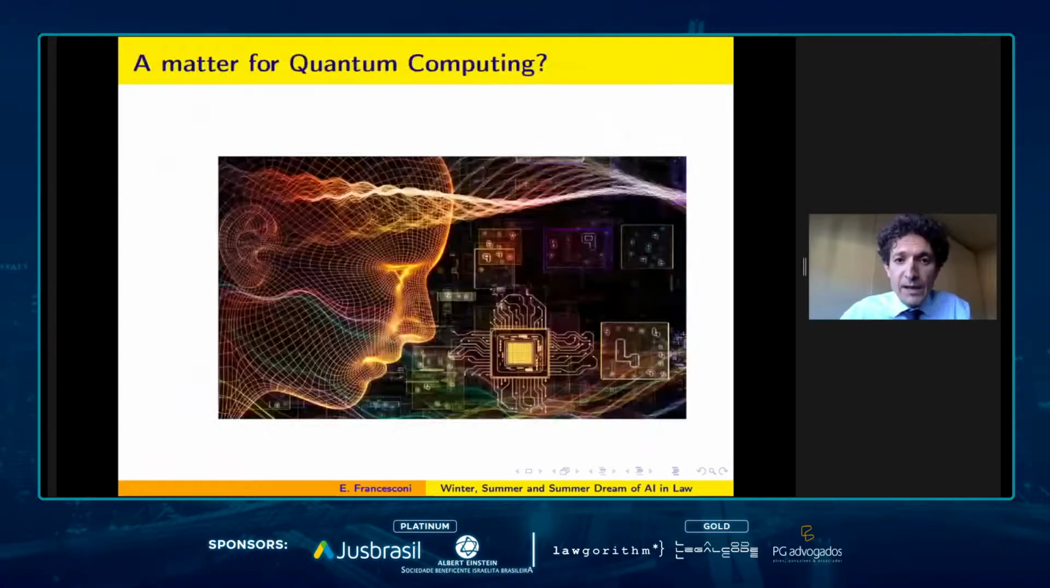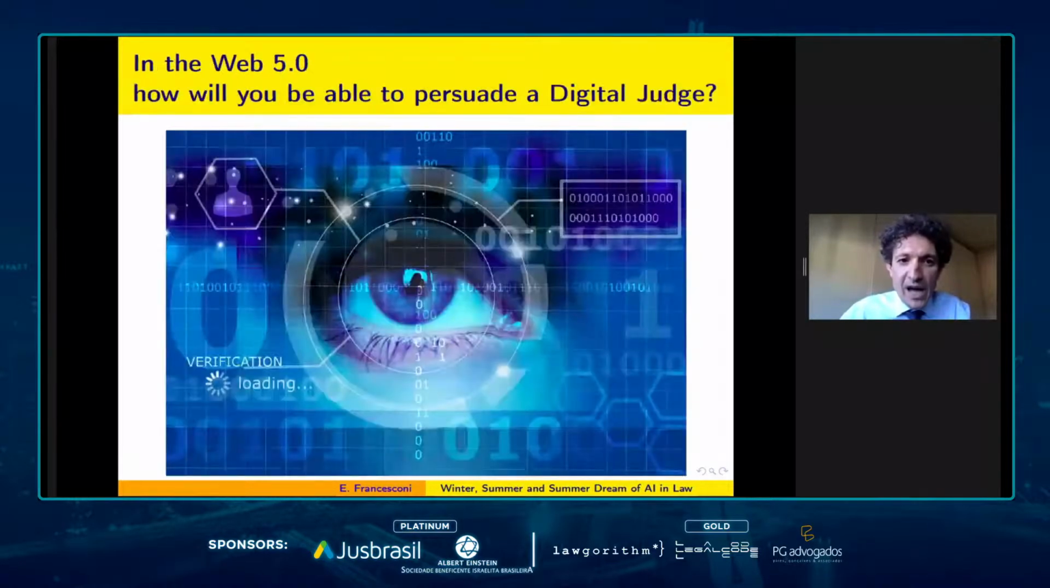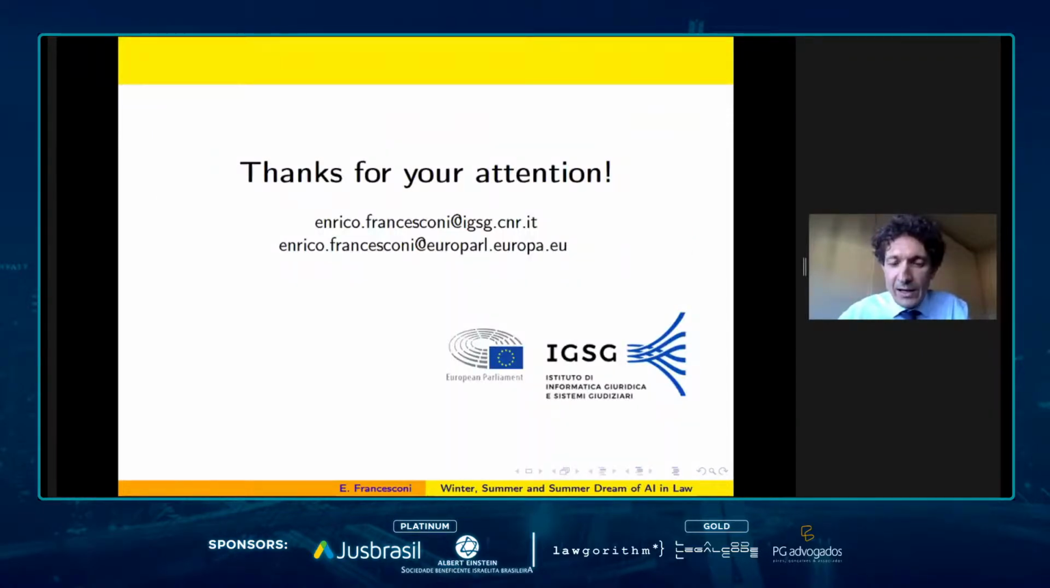Will it be a matter for quantum computing? Well, we actually don't know yet if this will be the case. But anyway, we can say that at that time, in Web 5.0, where emotions will be processable data, how will you be able to persuade a digital judge? So with this question, I thank you very much for your attention, and I look forward to your questions.